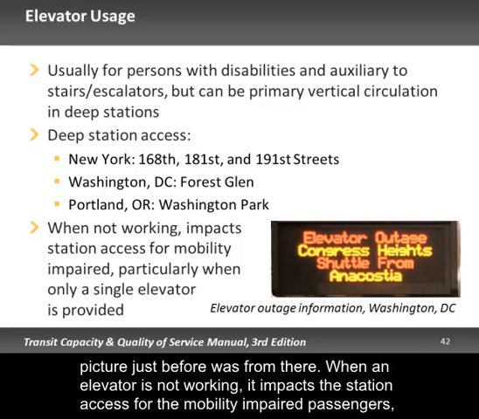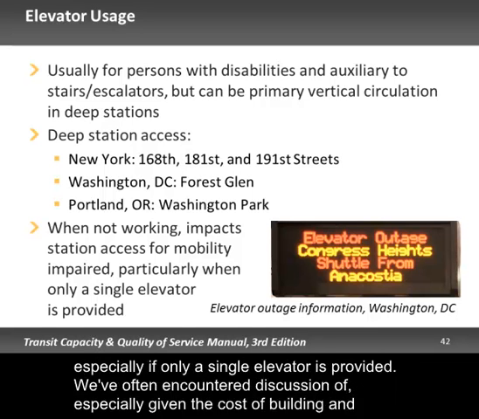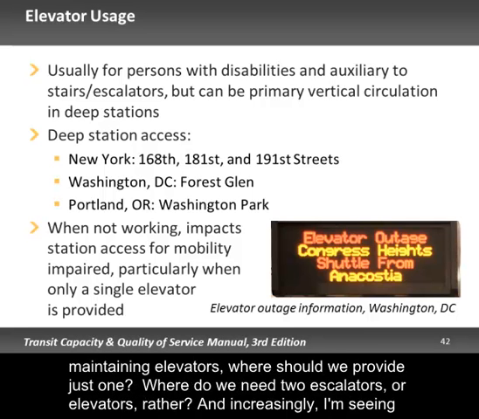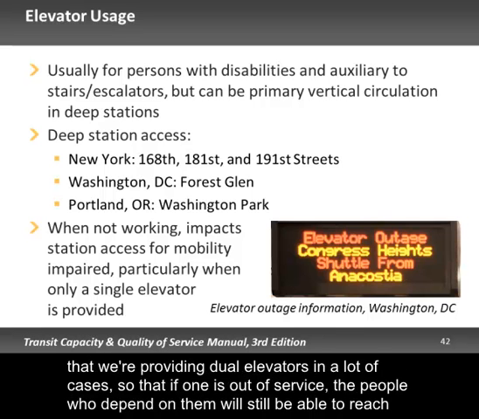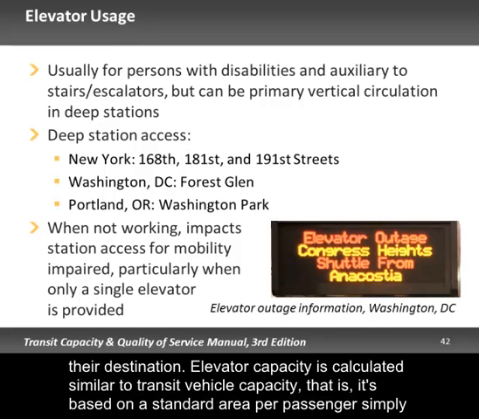When an elevator is not working, it impacts the station access for mobility impaired passengers, especially if only a single elevator is provided. We've often encountered discussion of, especially given the cost of building and maintaining elevators, where should we provide just one? Where do we need 2 escalators, or elevators rather? And increasingly, I'm seeing that we're providing dual elevators in a lot of cases, so that if one is out of service, the people who depend on them will still be able to reach their destination.